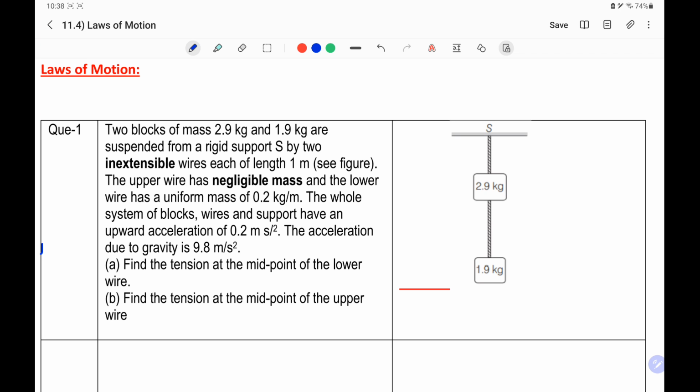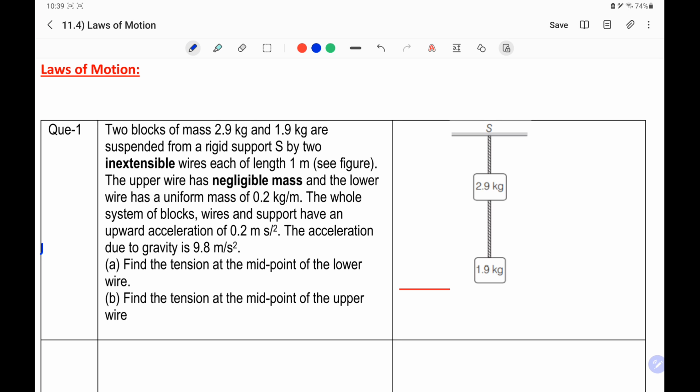The whole system of blocks, wires and support has an upward acceleration of 0.2 meter per second square. The acceleration due to gravity is 9.8 meter per second square. Find the tension at the midpoint of the lower wire and the tension at the midpoint of the upper wire.